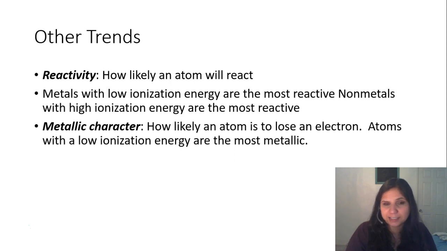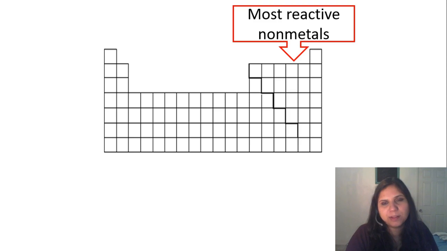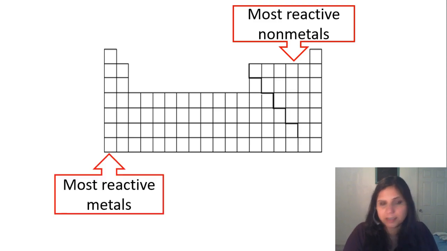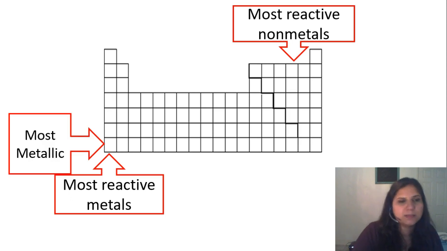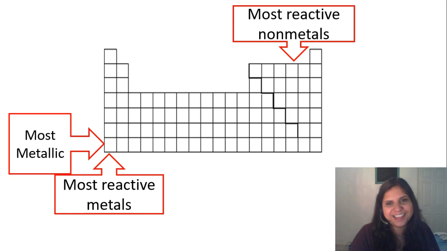We also have metallic character. That's how likely an atom is to lose an electron. Things with low ionization energies are the most metallic. Things that are metals tend to lose electrons. Metals are losers. Okay, so on this periodic table, the most reactive nonmetals are here. The most reactive metals are here. The most metallic are here. And then over here would be the most non-metallic.